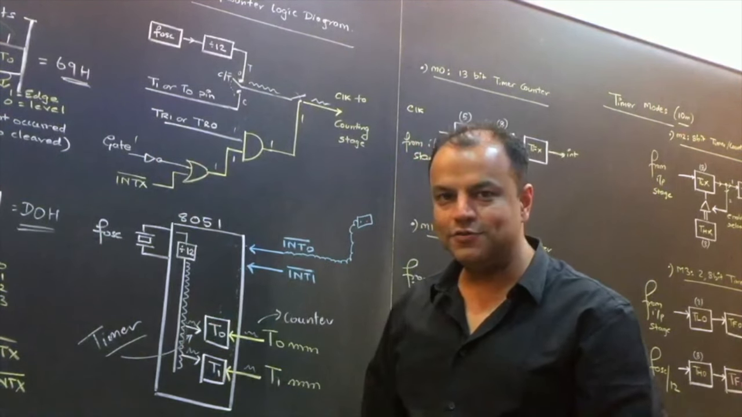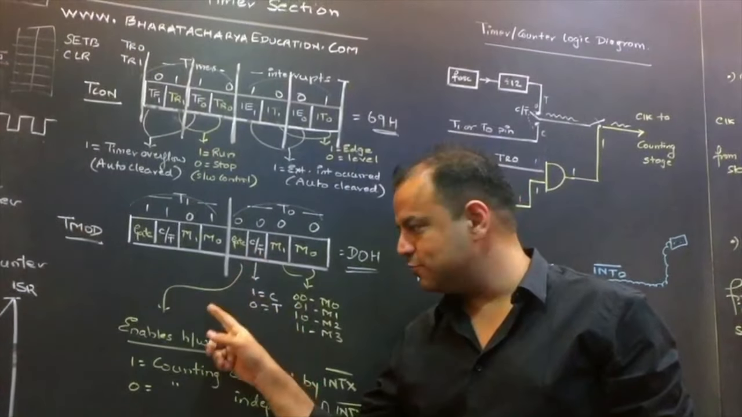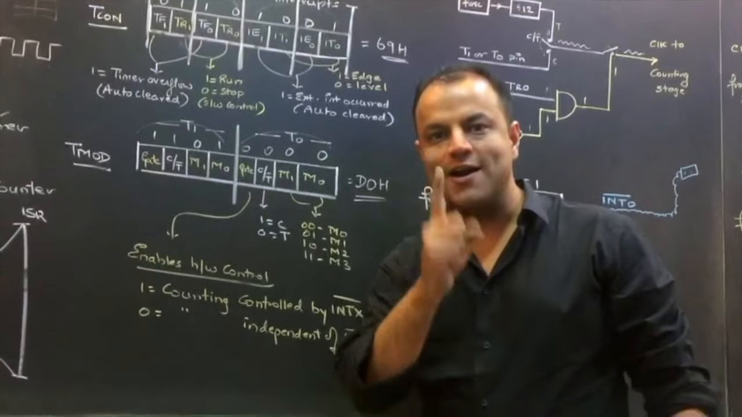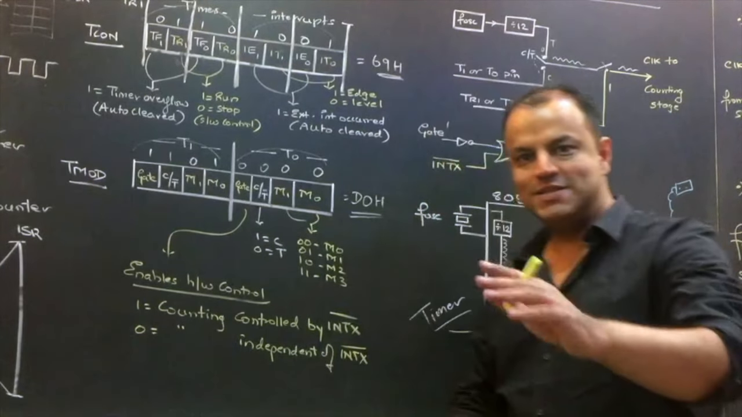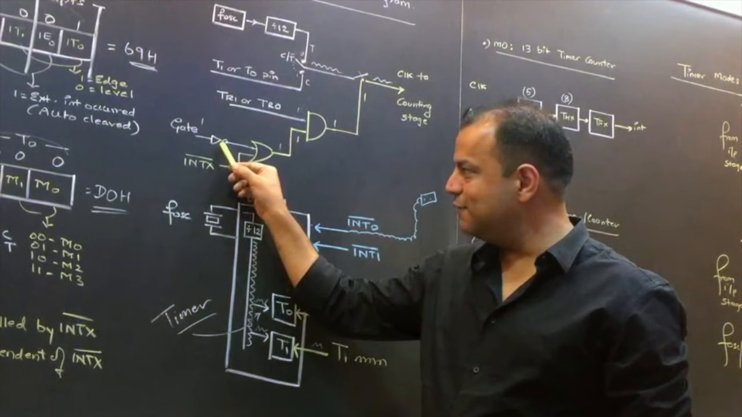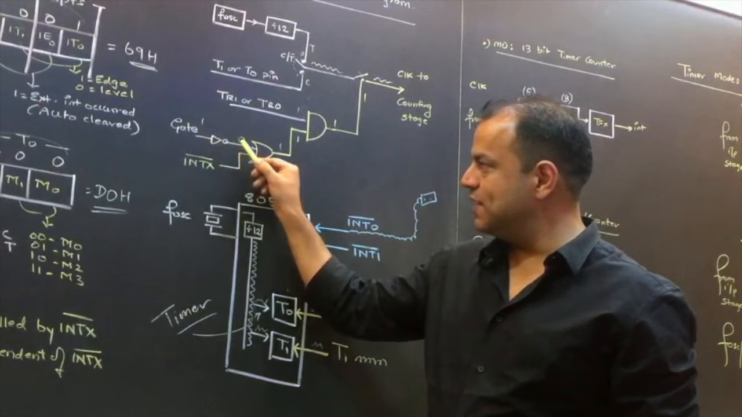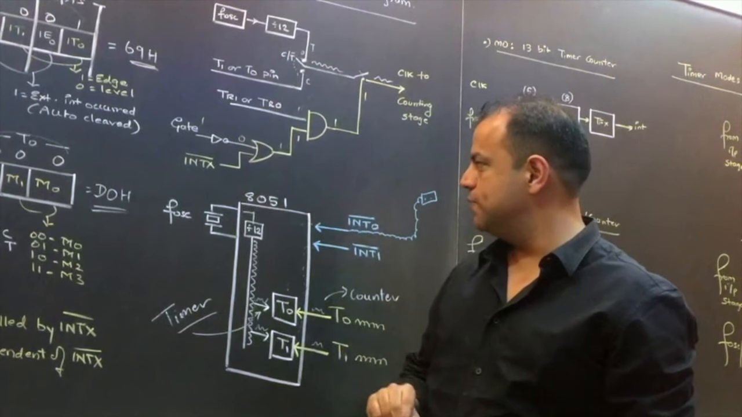If you kept gate as 1, look here. What do you do? When you keep gate as 1, you are saying you want hardware control. Am I right or not? See the effect. When you keep gate 1, after the inverter, you understand that is an inverter, this line will become 0.